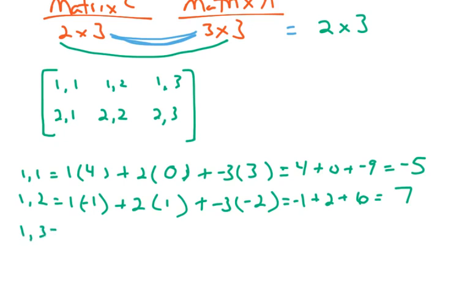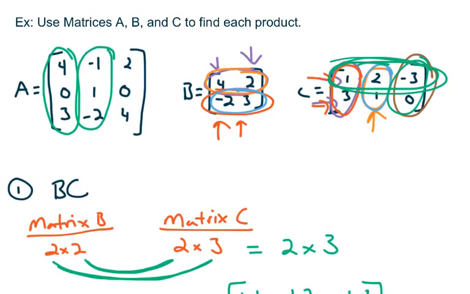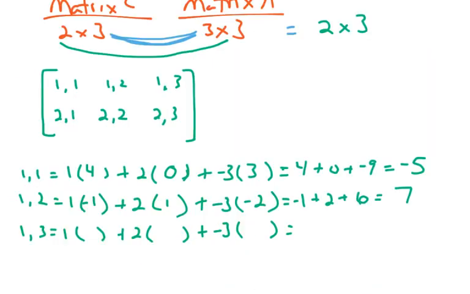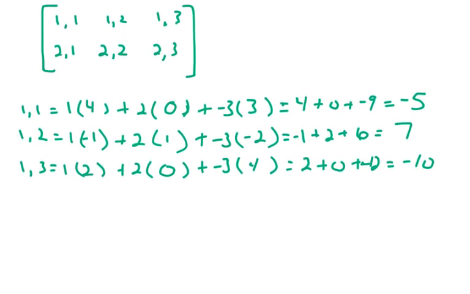Row 1, column 3. Since, again, we're using row 1, these numbers are going to stay: 1, 2, negative 3. And we're going to figure out column 3 now of matrix A. That's this one, 2, 0, 4. So that's what's going to go in the parentheses, 2, 0, 4. 1 times 2 is 2, 2 times 0 is 0, negative 3 times 4 is negative 12, and when we add those together, we're going to get negative 10. Now, we've got row 1 done, now we need to move to row 2.